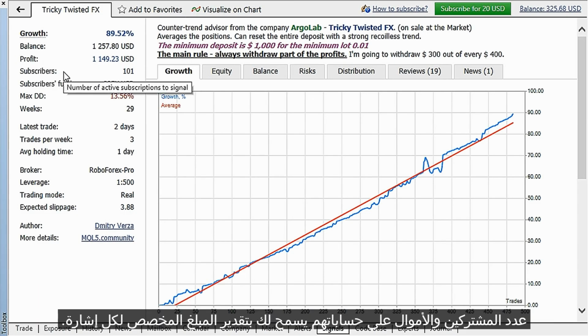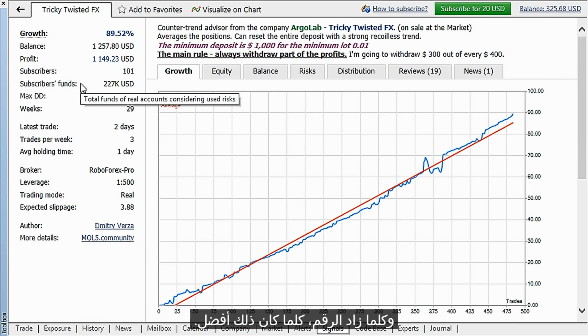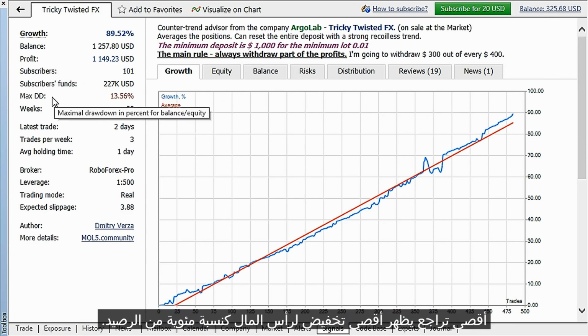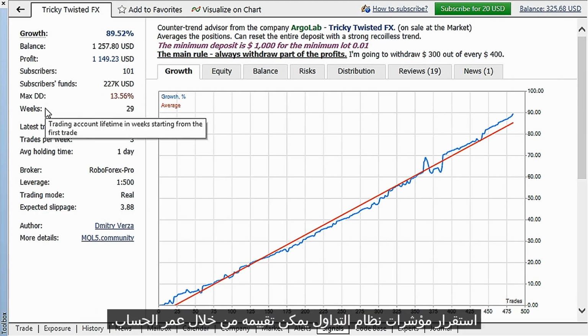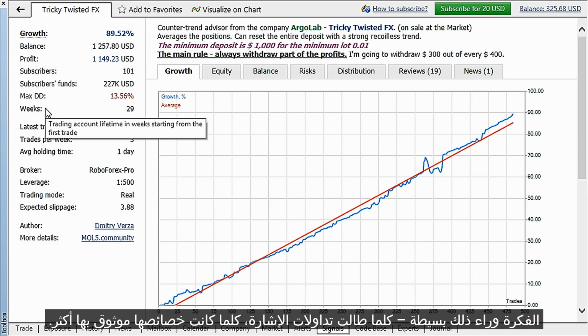The number of subscribers and the funds on their accounts allow you to estimate the amount earmarked for each signal. The greater the figure, the better. Maximum drawdown shows maximum reduction of capital as percentage of balance. The stability of the trading system indicators can be evaluated through the account's lifetime. The idea behind it is simple. The longer the signal trades, the more reliable its characteristics are.